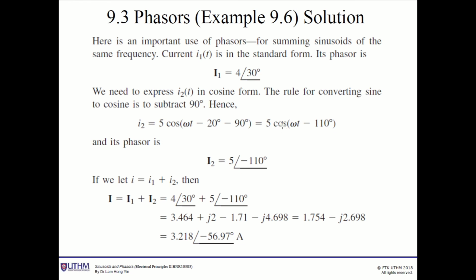So from here you will get 5 cos(ωt − 110 degrees). From this equation, change to phasor. So I2 is equal to 5, the magnitude over here, and the phase delta is −110 degrees. From these two equations, you can do the addition, the sum operation of these two equations, using a calculator.